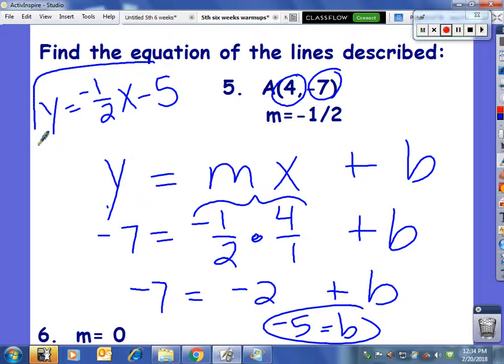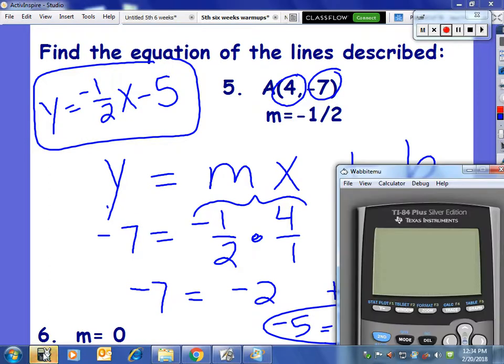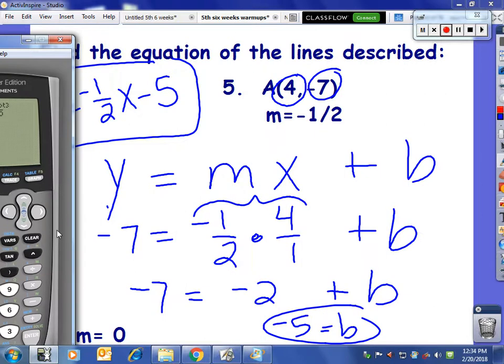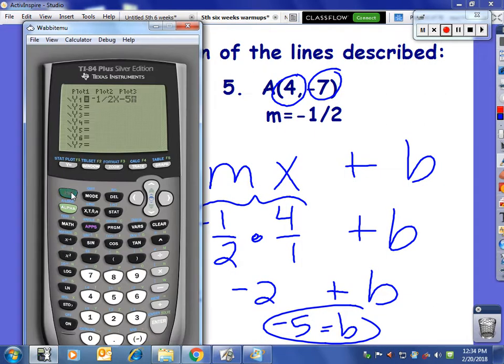Very good. Y equals negative 1/2 x minus 5. Now, here's what I would like you to do, especially on a quiz or a test. I would like you to check it. I'm going to put in y equals negative 1/2 x minus 5. What am I checking? Exactly. I need to make sure that the point that I was given is on the line.